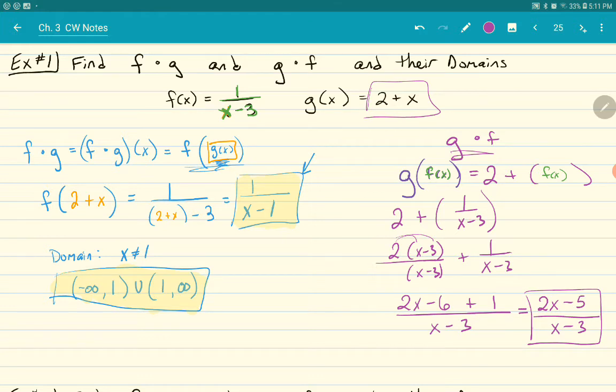And my domain restrictions, let's see, I have to look at the inside function, which in this case is f of x. And that tells me that x cannot be equal to 3, or else that denominator would be 0. And I have to look at the composed function, which has that same restriction actually in this case. So again, x is not equal to 3. So my domain is going to be everything but the 3. So going from negative infinity all the way to 3, don't include the 3, and then up to infinity.